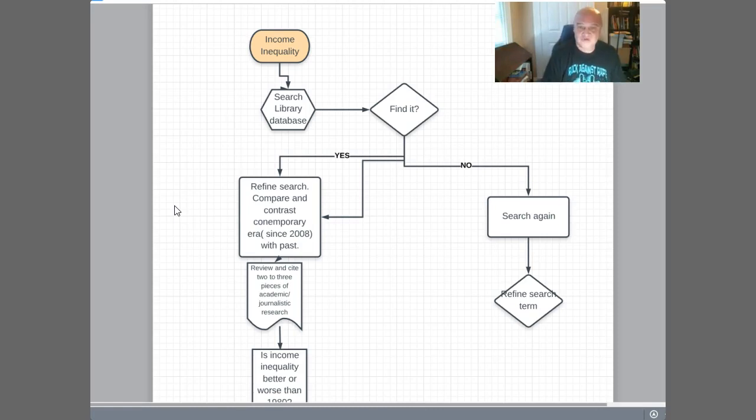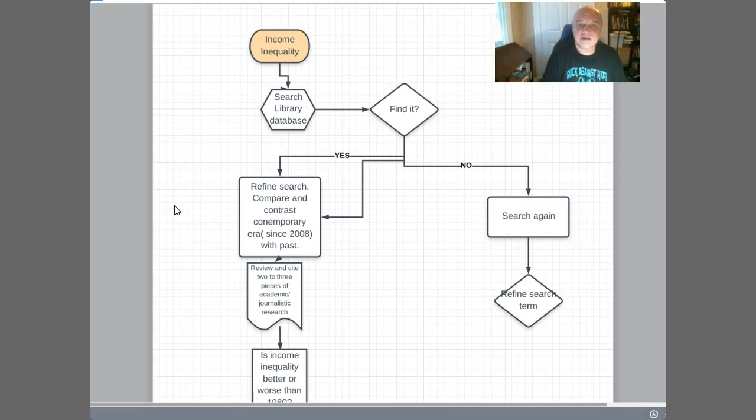Because if you try to write a paper or a concept chart about income inequality, there's a library of information on income inequality. You've got to narrow it down. That's why I said refine the search, compare and contrast the contemporary era with the past. Now, the contemporary era for this particular topic is 2008.